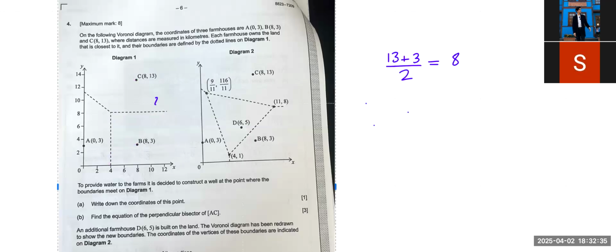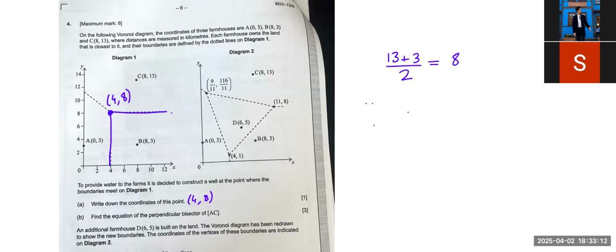Okay, so this line has an equation of x equals 4. This line has an equation of y equals 8, which means that they meet at 4, 8. That is the coordinates of the point. Okay, so in a general sense, how do you find the intersection of all the Voronoi boundary lines, basically? You just need to find out what the equations of each line, or two of the lines are, and find out where those lines intersect. And that's it. In this case, it's super easy because the two lines are vertical and horizontal. So they have a simple equation that you can tell by eye.